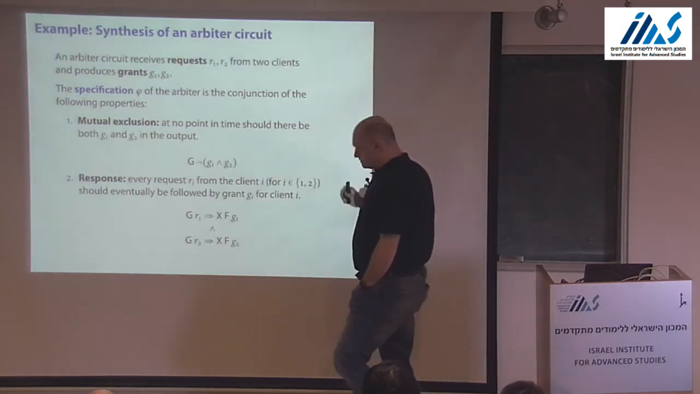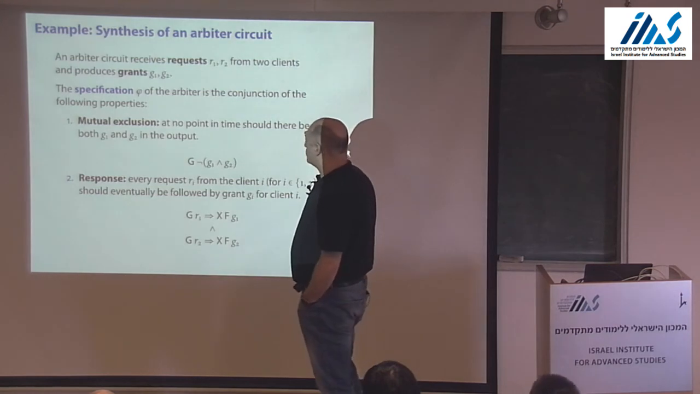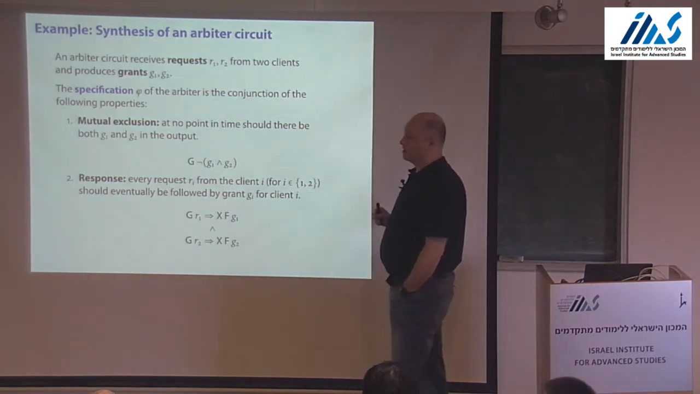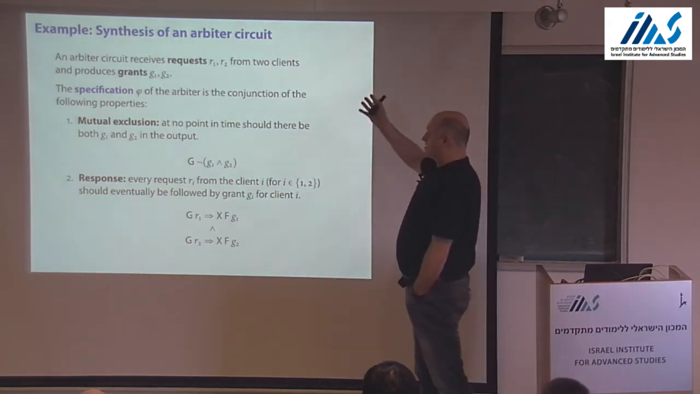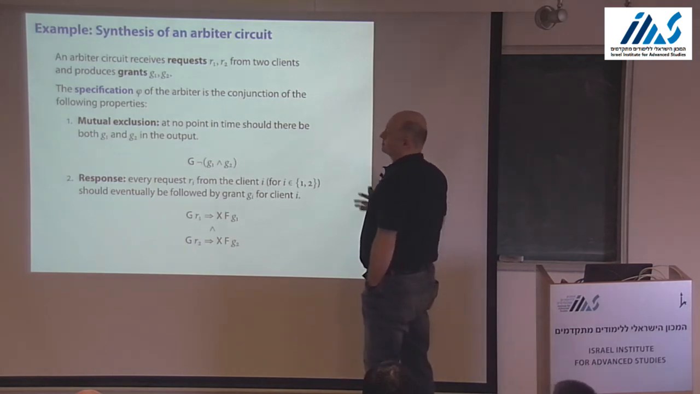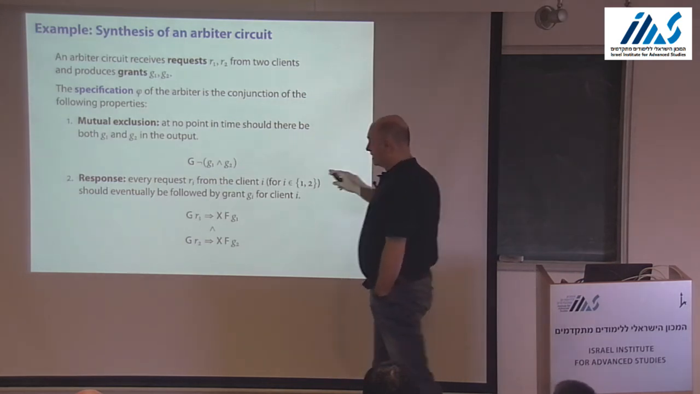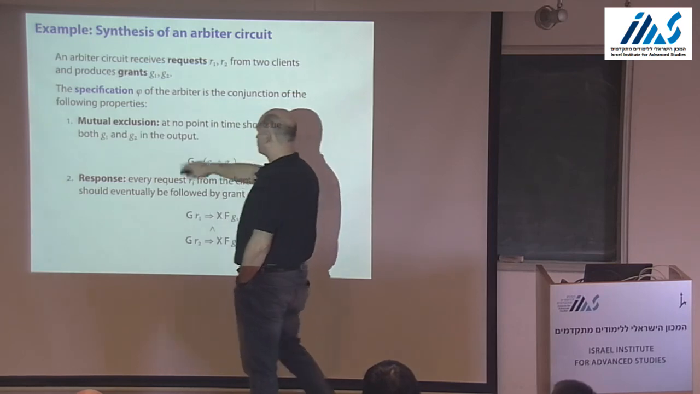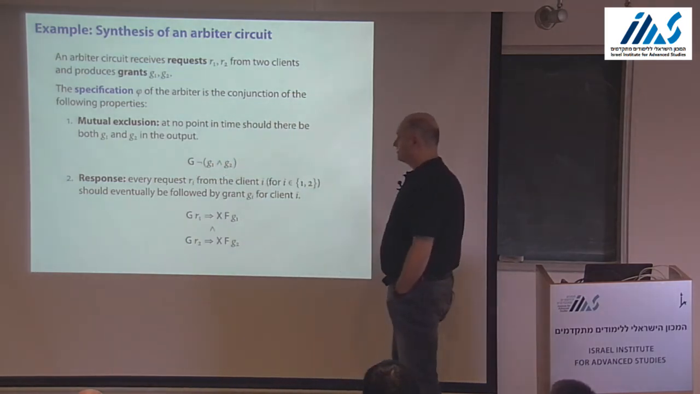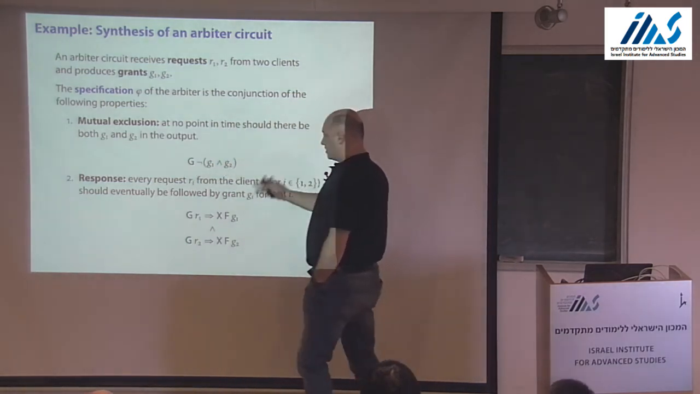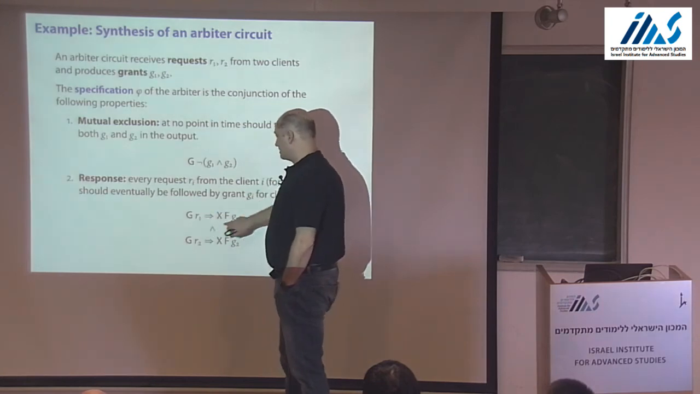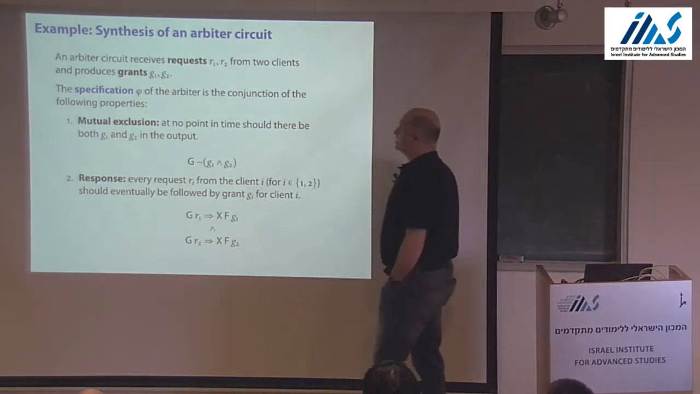So, for example, if you remember the example I had at the beginning of yesterday, that you want to build a circuit, you could, of course, express that in LTL by saying that you want mutual exclusion to hold. It's never the case that the two grants are given at the same time. And response, so every request is eventually followed by a grant.